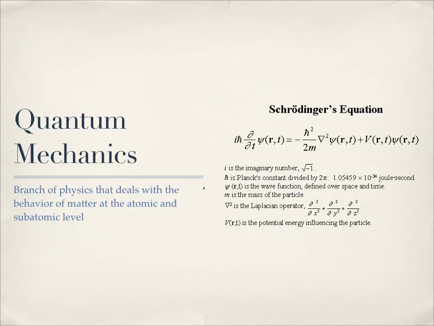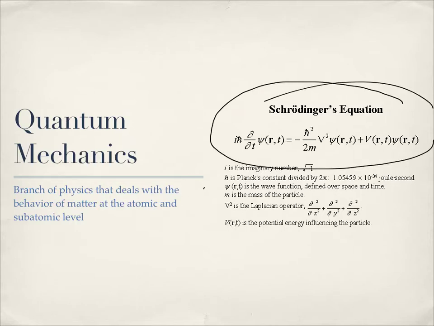So we're going to talk about quantum mechanics, which is the branch of physics where we're talking about those things at the really small level, the atomic level, the subatomic level. We get into those kinds of things when we're talking about quantum mechanics. And if you really want to get into some of this, you can see this equation over here, and you're welcome to work with that equation, but I'm probably not going to get into that right now.